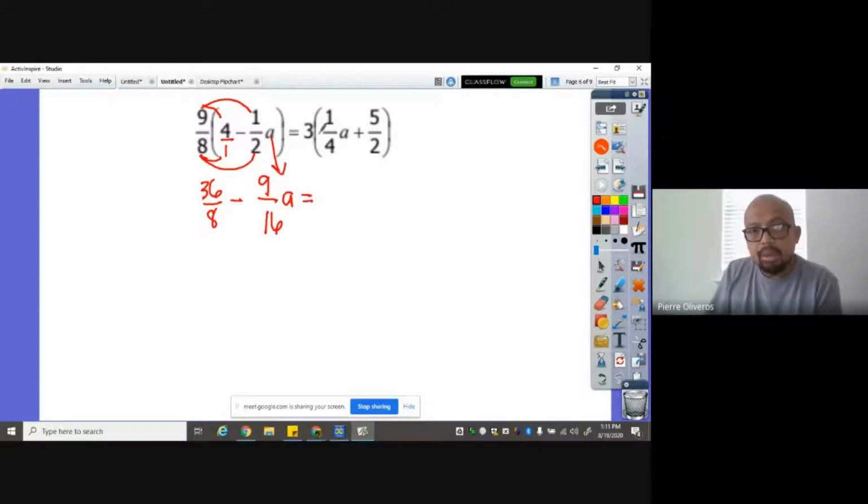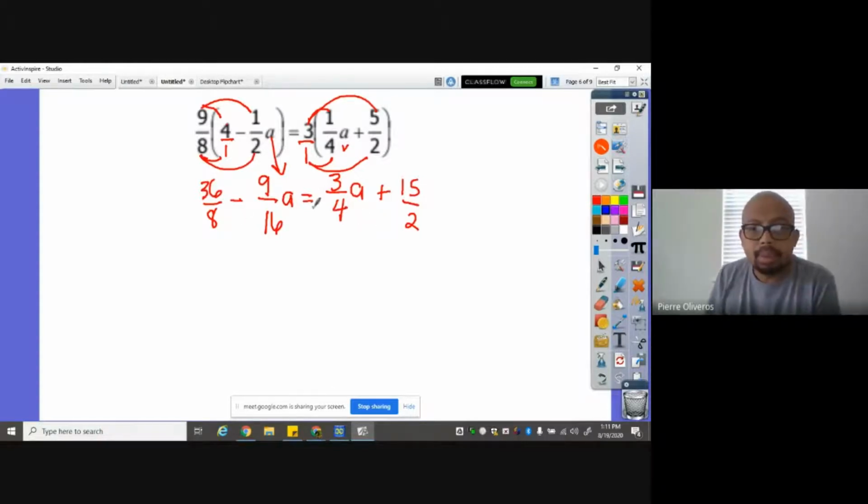Is equal to, there's a 1 here. 3 times 1, it's 3. 1 times 4 is 4, but there's an A here, so copy the A. And then 3 times 5, it's going to be 15. 1 times 2 is going to be 2.